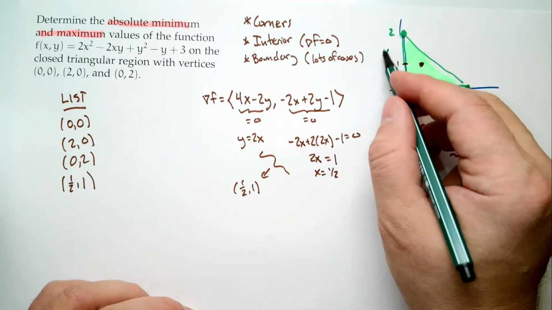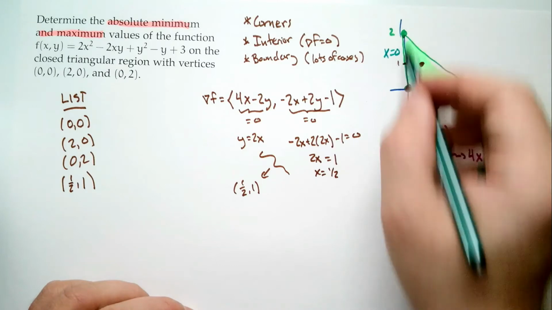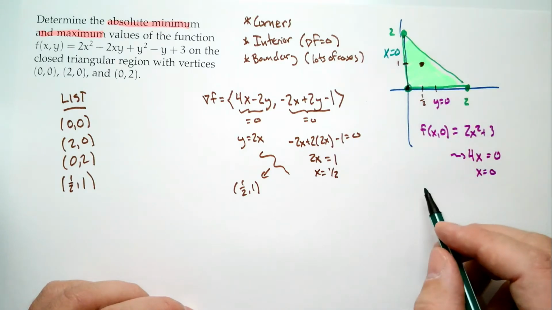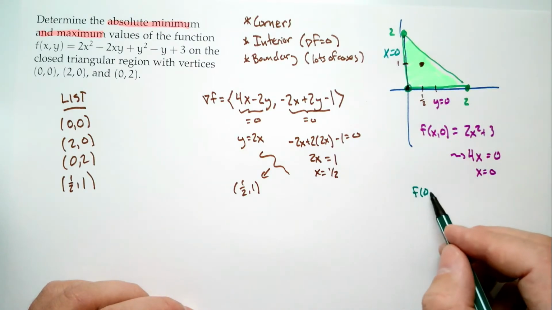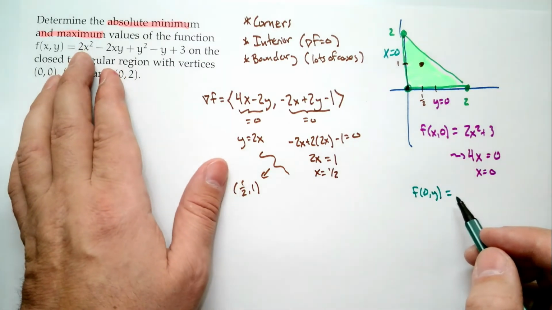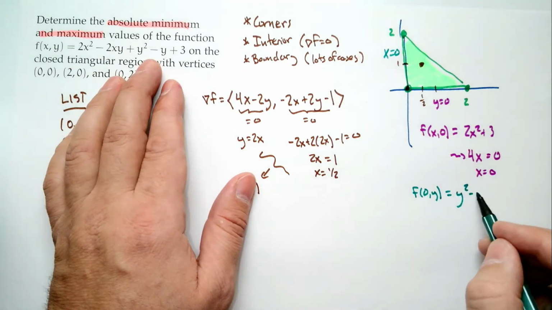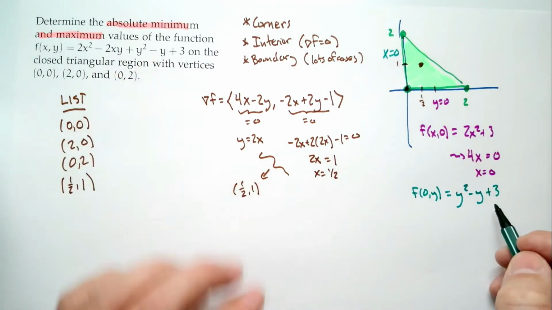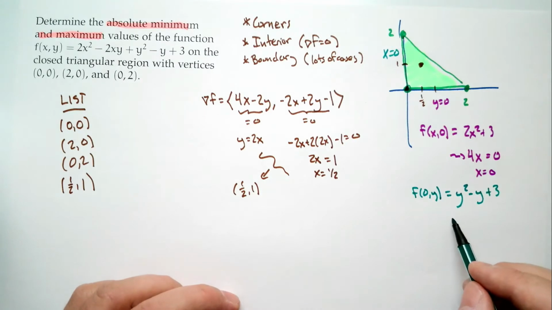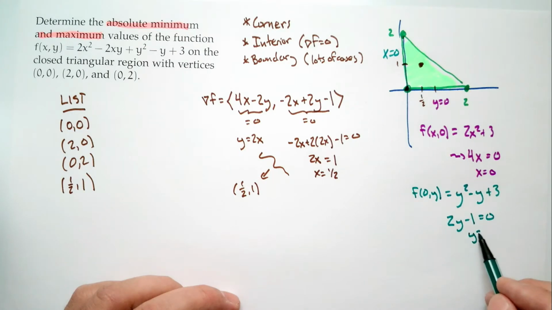x equals 0. So y equals 0 is this part, x equals 0 is this part. So this will become f of 0 comma y. Well, everywhere we see an x, you put a 0. So that's 0, that's 0. y squared is y squared minus y plus 3. Take that derivative. 2y minus 1 equals 0. Now here, we get y equals a half.